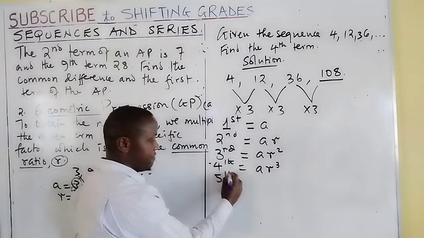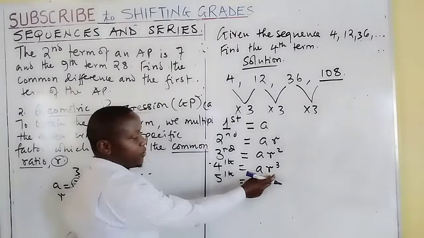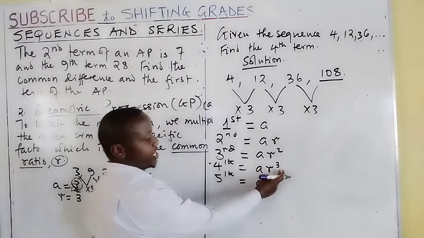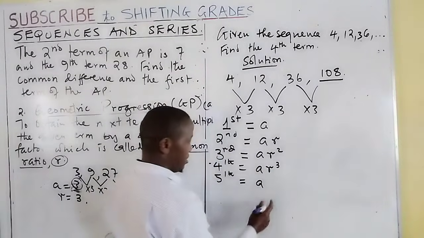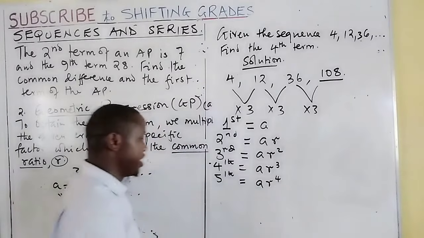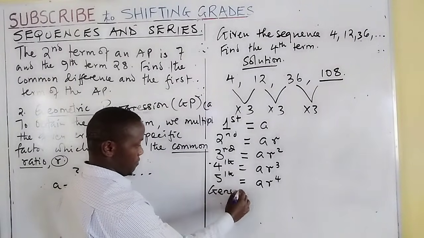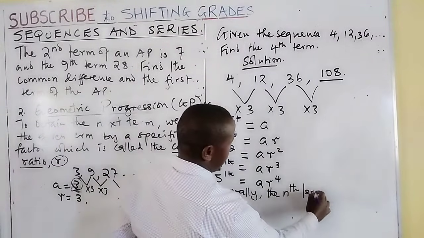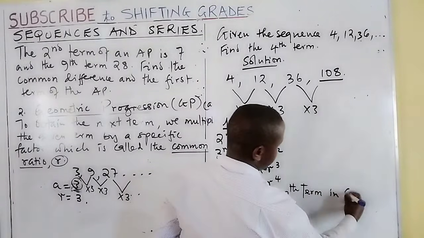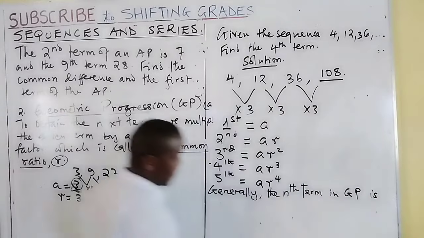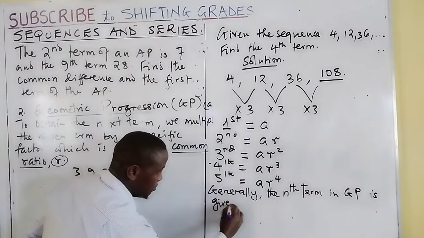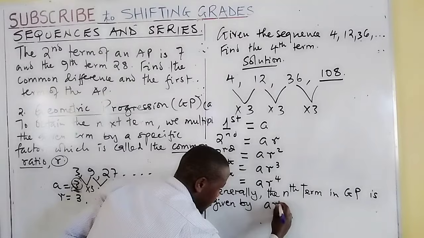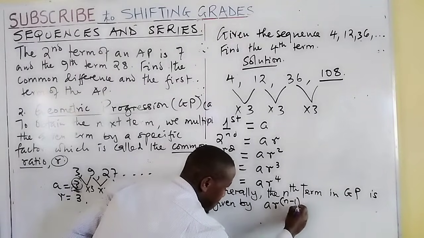From the fourth term to get the fifth, we multiply the fourth term again with the same common ratio. Therefore, it will be A, because R is already cubed, when we multiply with R again, we get R power 4. Therefore, generally we can say the nth term in a geometric progression is given by A multiplied by R raised to power n minus 1.